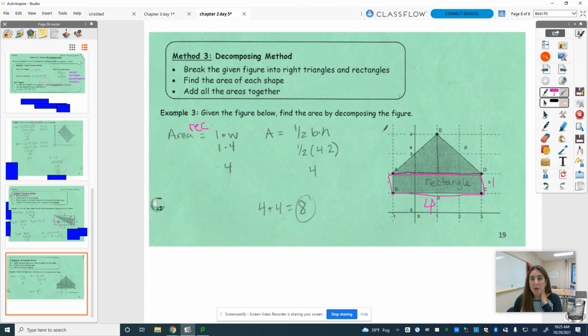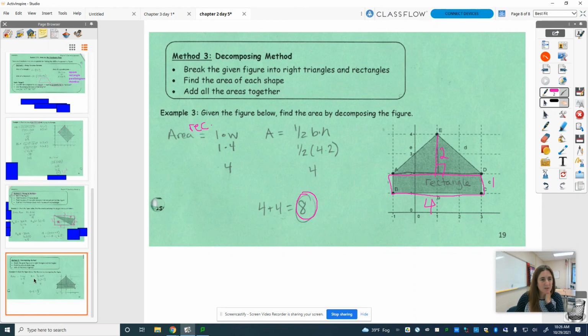Area of the triangle, 1/2 base times height. My base is still 4. The height has to come from a vertex and be perpendicular to the side opposite. Ooh, that's an altitude. So that's going to be 2. Half of 4 times 2 is back to 4. 4 and 4 makes the area of that figure on the grid 8.